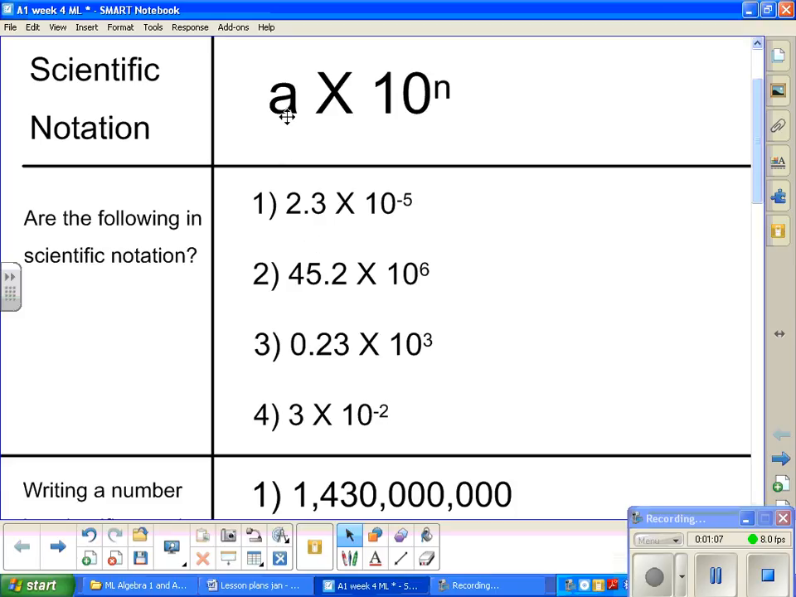What you want is your A is a decimal. It has to have only one number in front. So let's look at number 1. I have 2.3 times 10 to the negative 5 power. It's okay that you have a negative exponent, and looking here you have a decimal and it's in between the first and the two numbers. So this would be a yes.